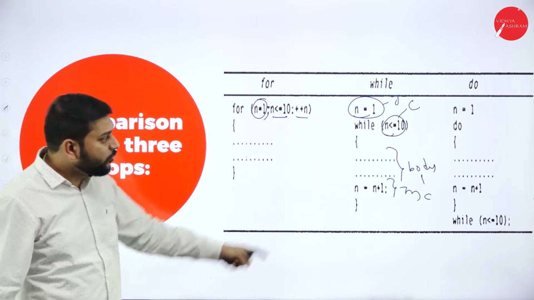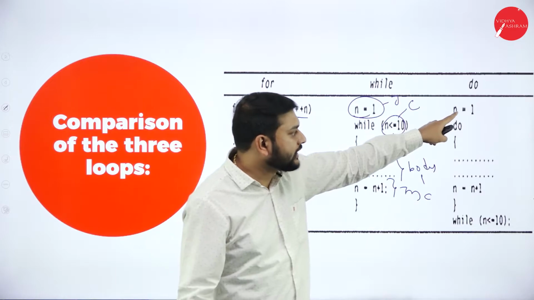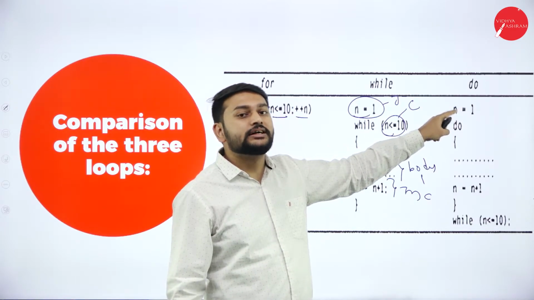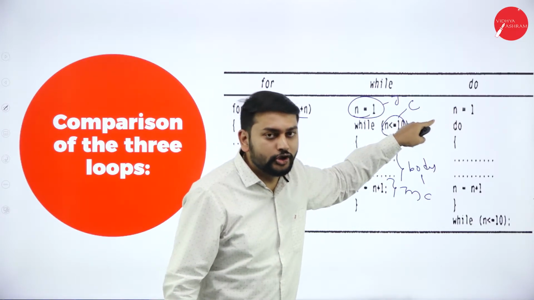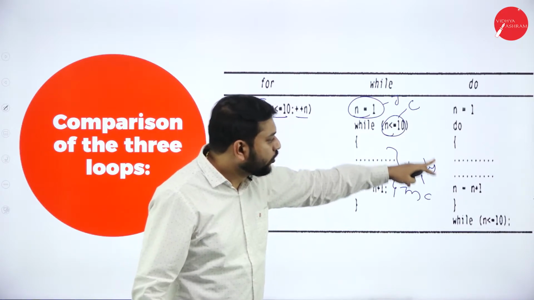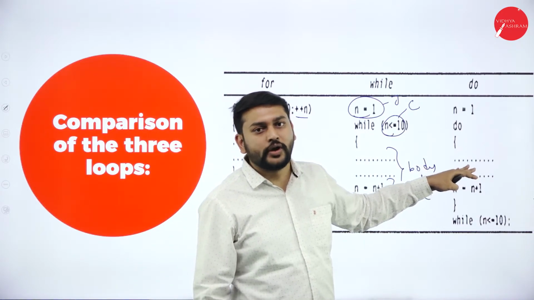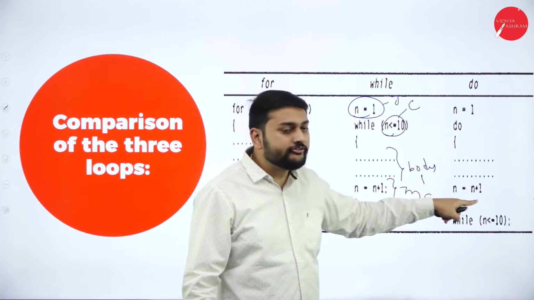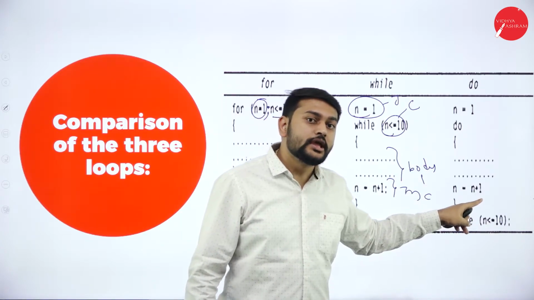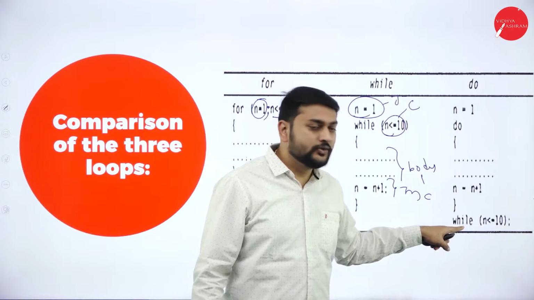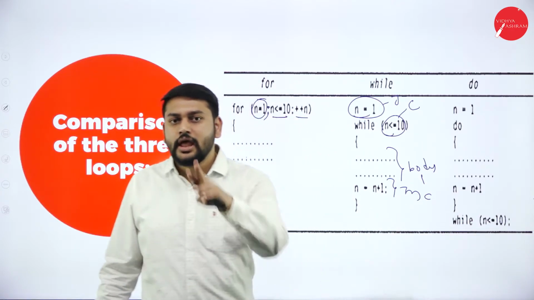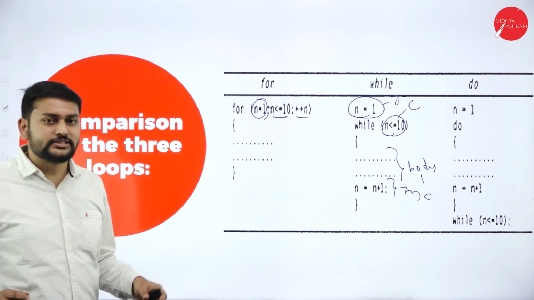All right, in the same way you need to observe here. What do you call this? You will call this the initialization, and then you use the keyword do, and then an open curly bracket. You have the statements, whatever you want to have, and then you have the increment here. Then you have the keyword while and the test condition, which ends with a semicolon. This is the general syntax that we have.